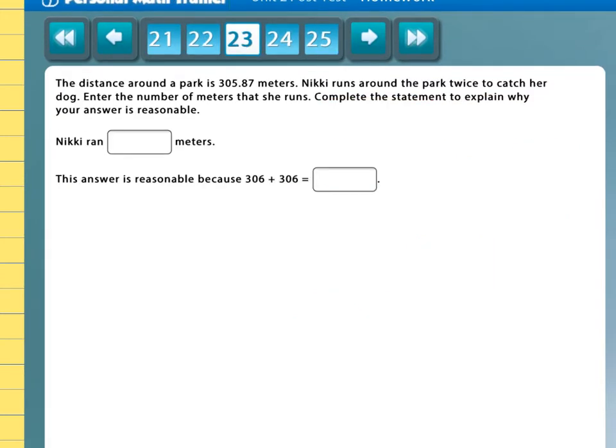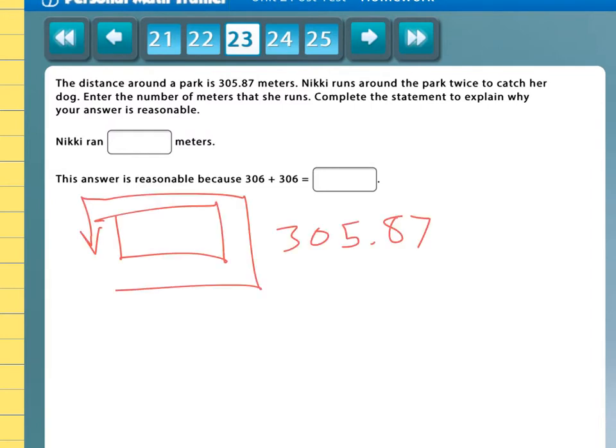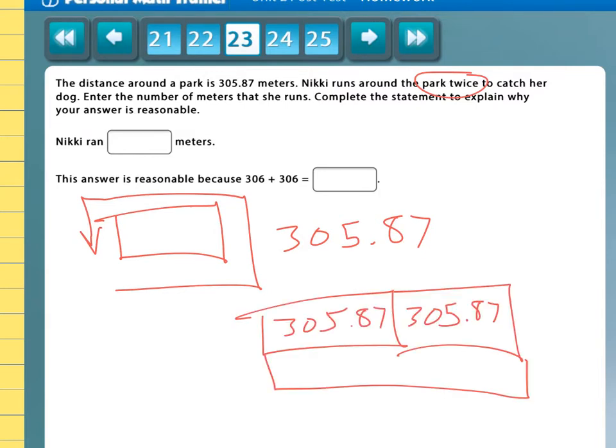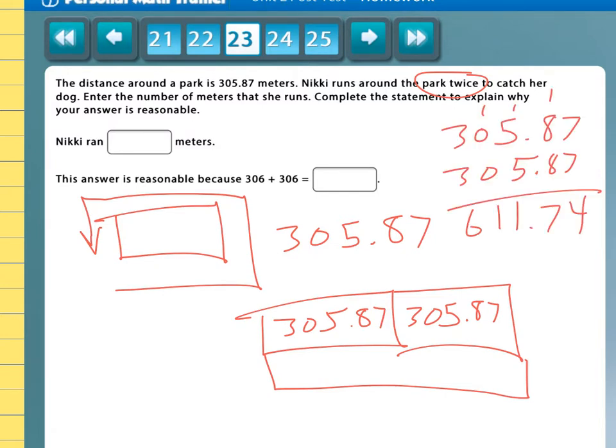So we're faced with a word problem, and with all word problems we want to draw a model, so we want to definitely think about using a model here. So I've drawn a picture of the park, and she runs around the park. Each time she runs, it's 305 and 87 hundredths. Now she's going to run around the park twice. So I'm going to do a part-part whole model. So I've drawn my part-part whole. I'm going to add these two numbers together to get my actual answer. Actual answer when adding these up is 611 and 74 hundredths.